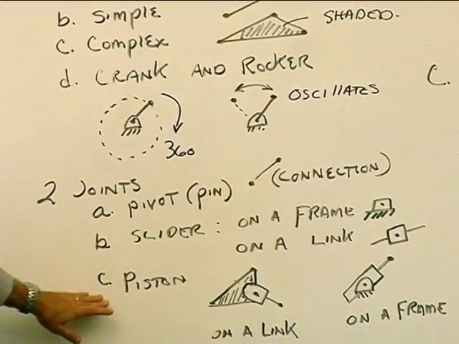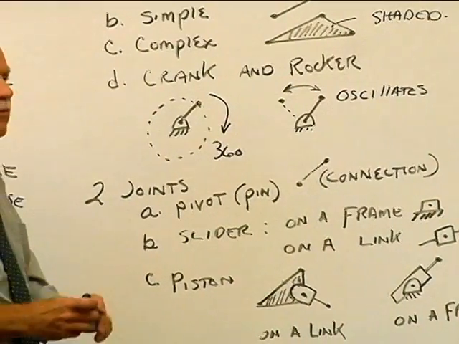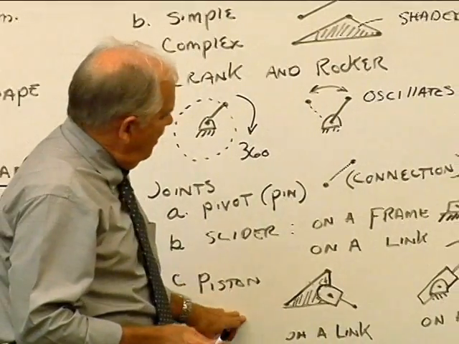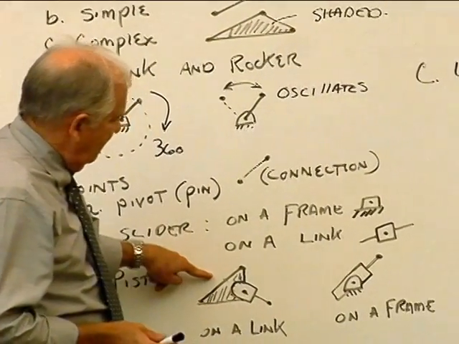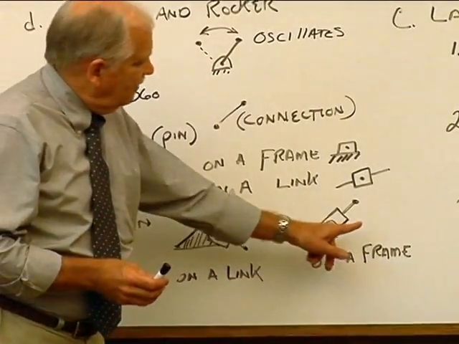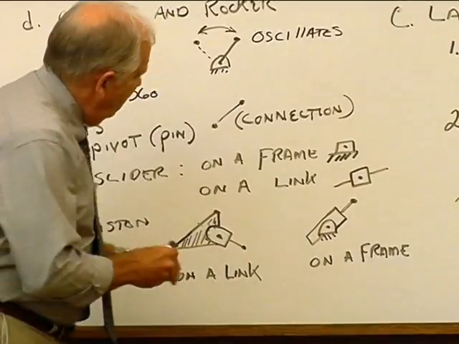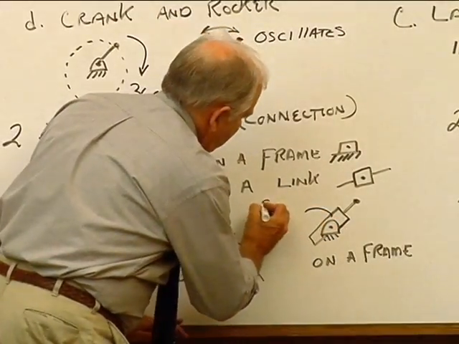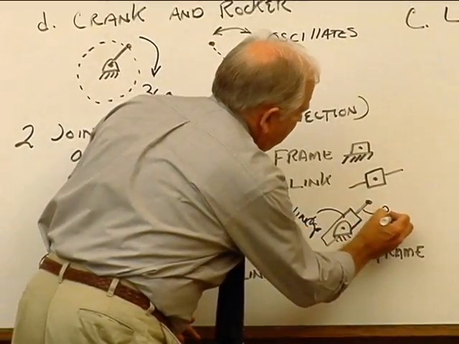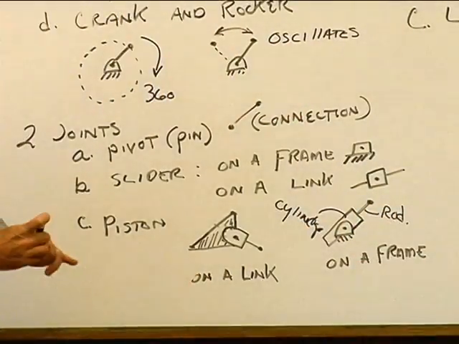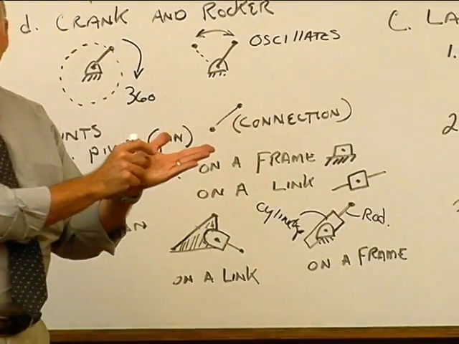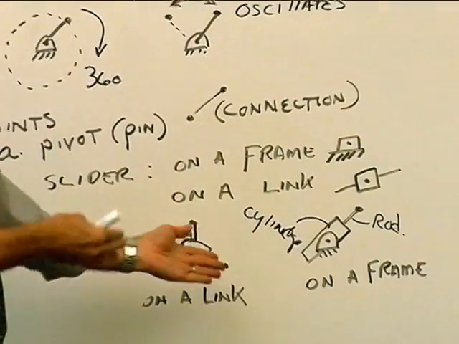Now, finally, there's a piston that's involved. A piston is where you have a rod that goes inside a cylinder. And that piston can be represented this way on a complex link, or this way on the frame. And it represents the cylinder that we have and the rod. And this is the rod. Okay, so there we have a way in which we can move the links using hydraulics. You don't have to show anything more than just a simple symbol.